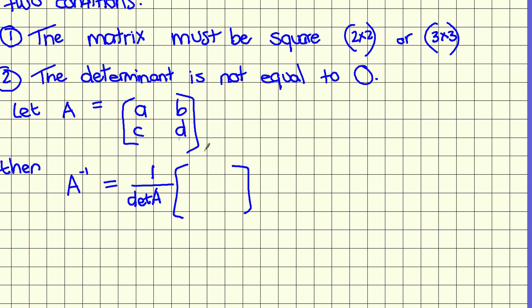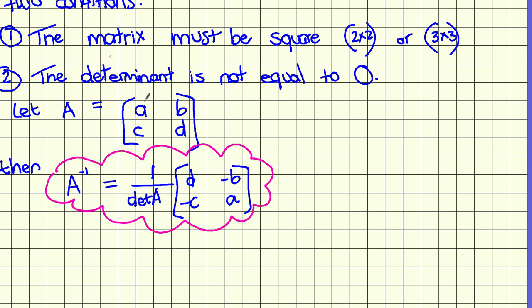Then what tends to happen here is, see your first diagonal, they swap places. So a and d swap, so I've now got d and a there. And then your second diagonal, they just change sign. They stay where they are, but if they're positive, they would go to negative. So you get minus b, minus c. And that's the formula for how you work out the inverse of a 2 by 2 matrix. It's not given to you in the formula sheet, so I'm just going to write in here, not given in formula sheet.